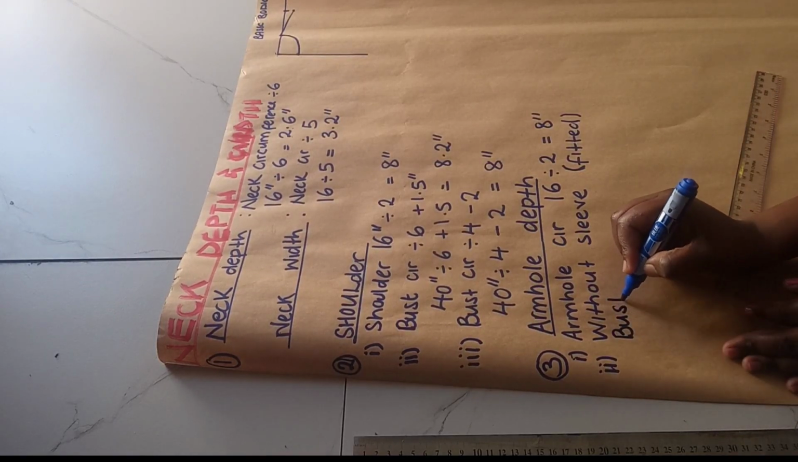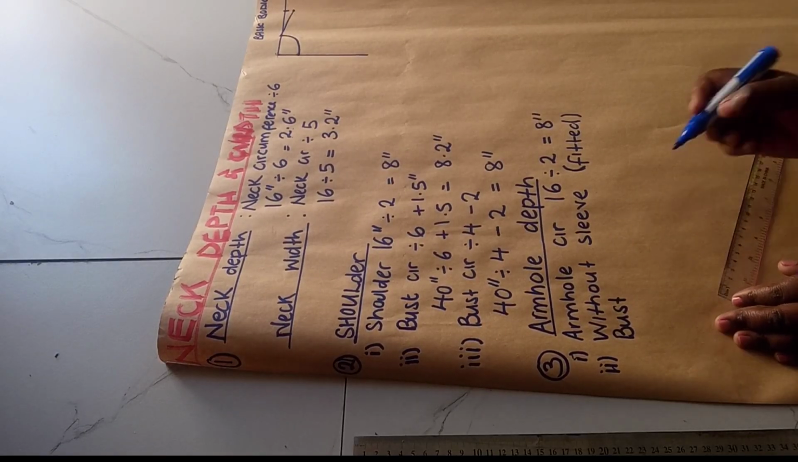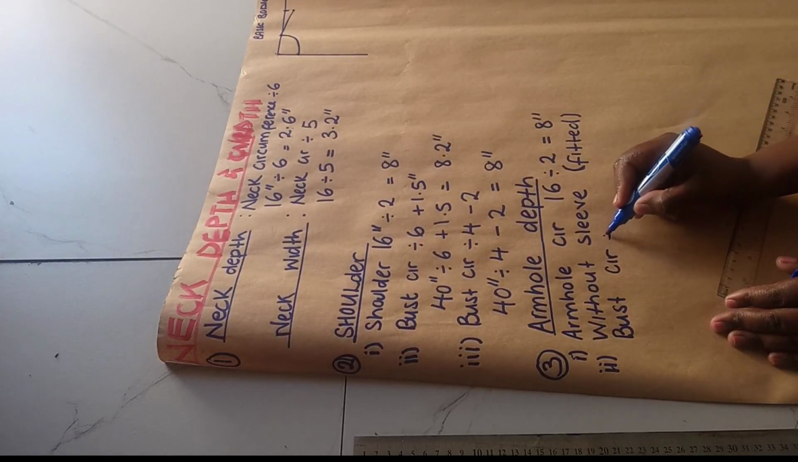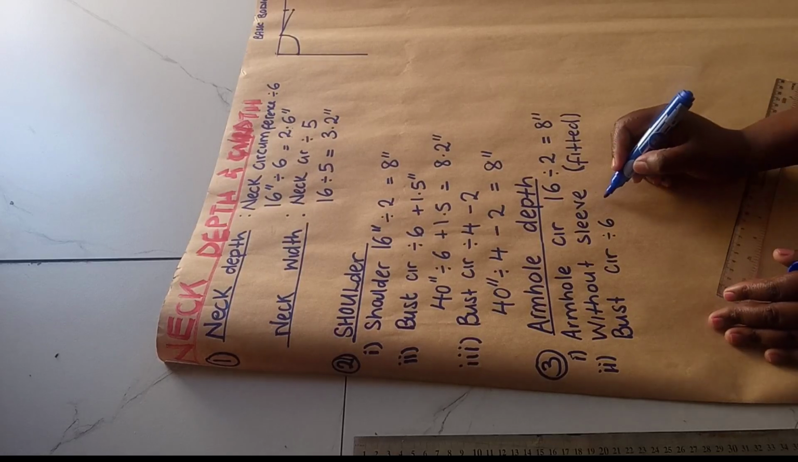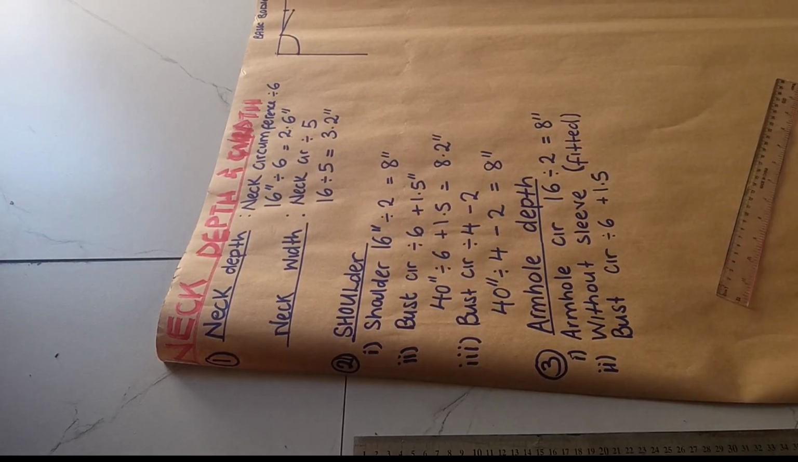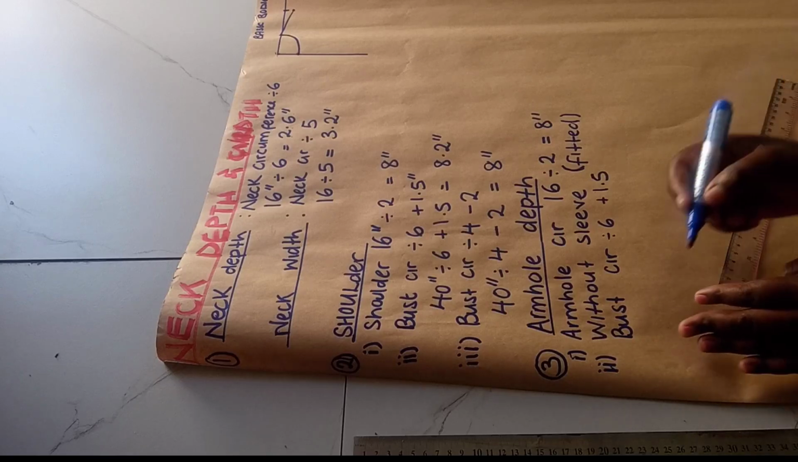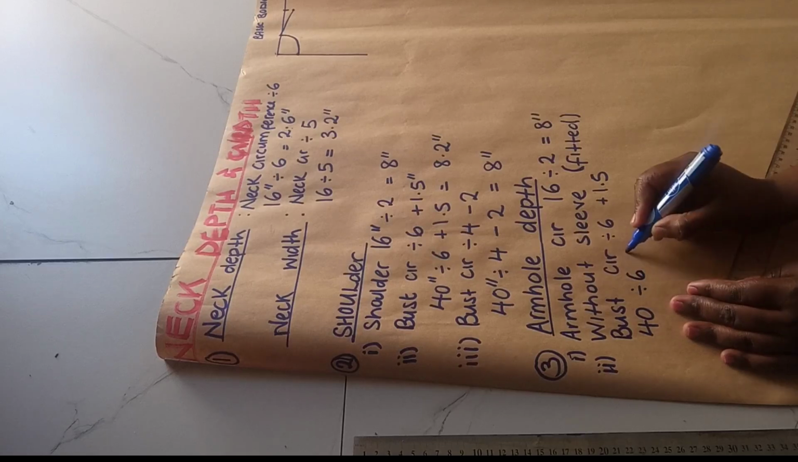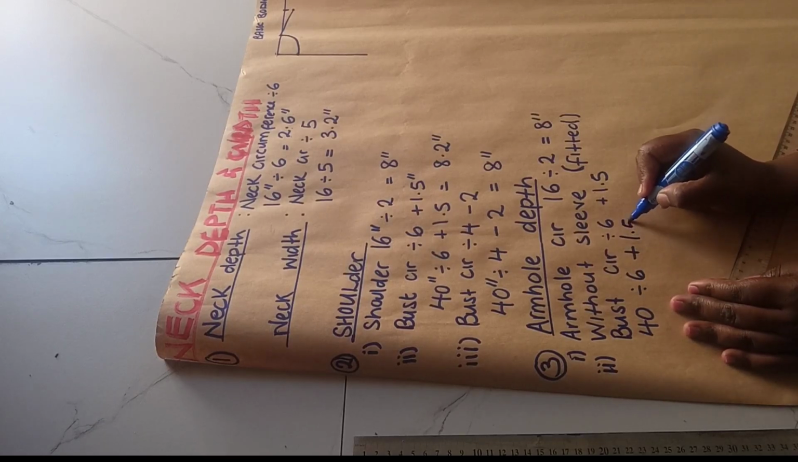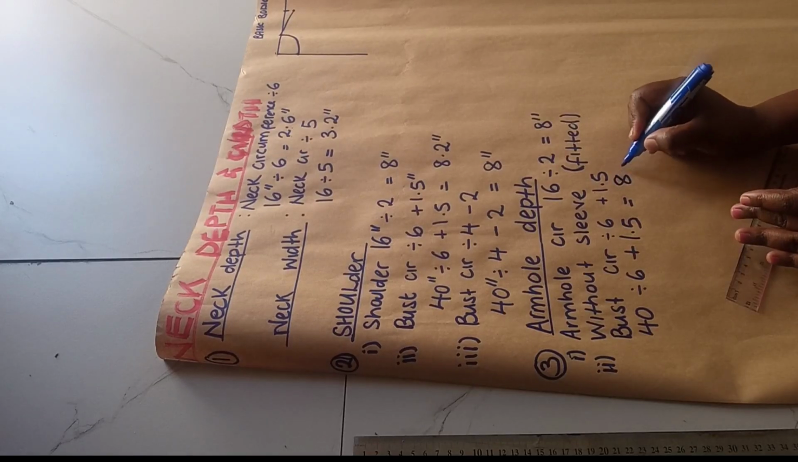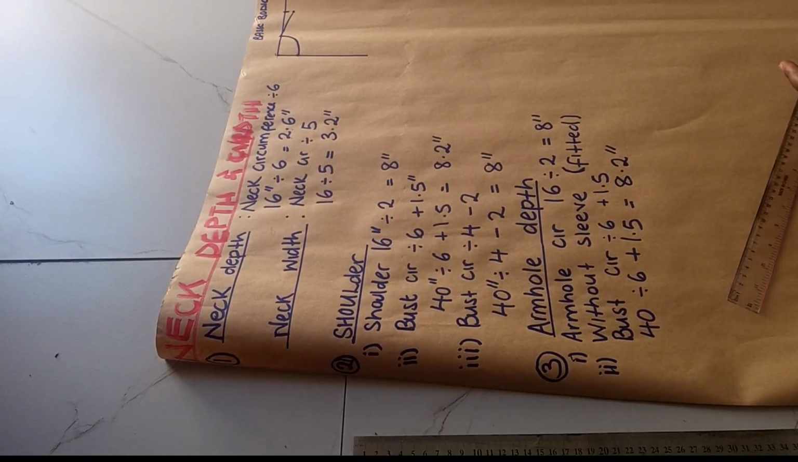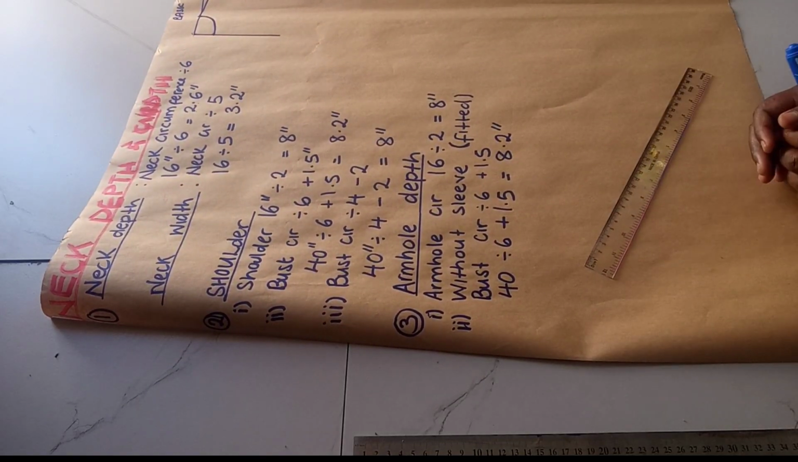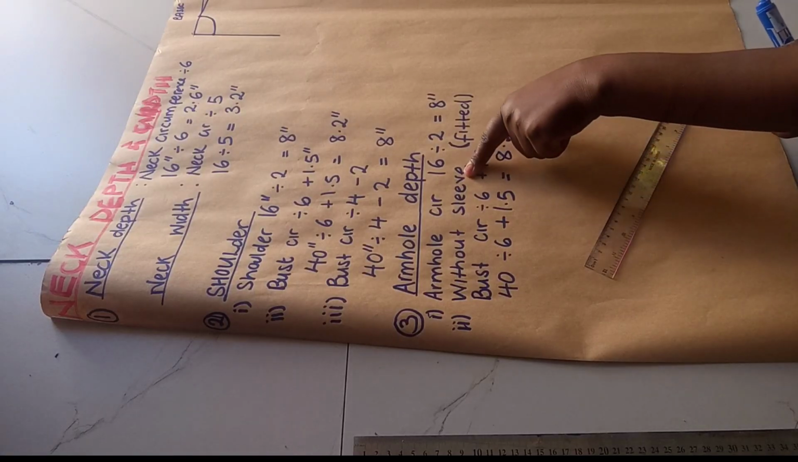For this one, the bust circumference is used also. Then we divide it by 6 plus 1.5 inches, of which 40 is the bust divided by 6 plus 1.5 inches. My answer here was 8.2 inches. Guys, I hope you are following through and you all have calculators.